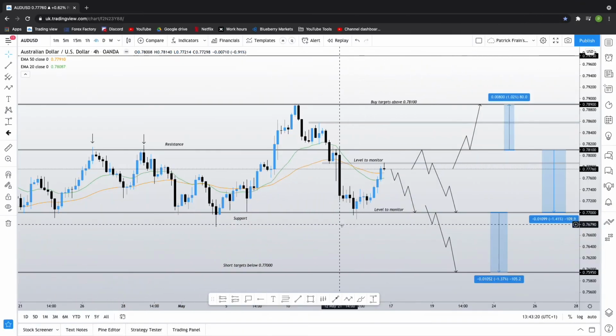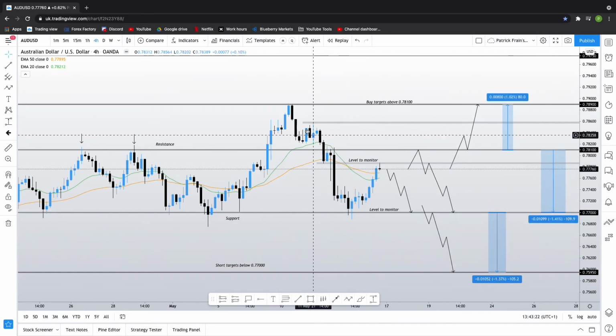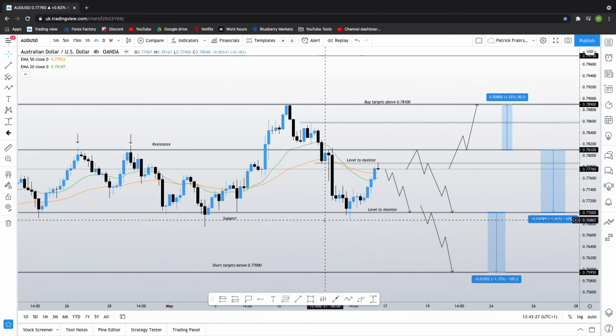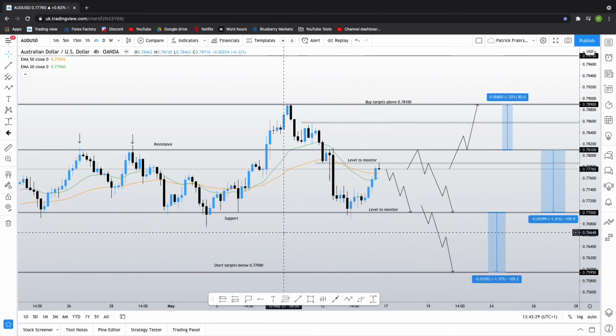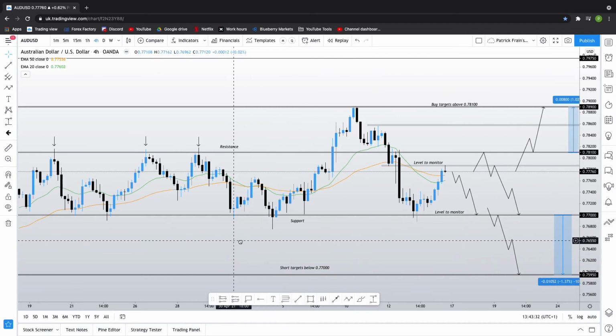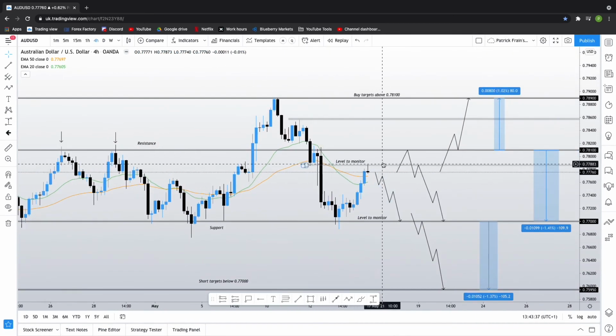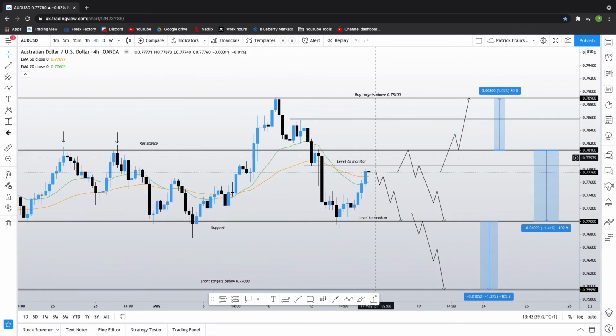Moving over to AUDUSD, guys, on the 4 hour time frame, as you can see we have been trending to the downside and we have reached a level of support at 0.7700, which as you can see is a strong level. It has been rejected multiple times. We are making the move back to the upside and I do have 0.78100 marked in.